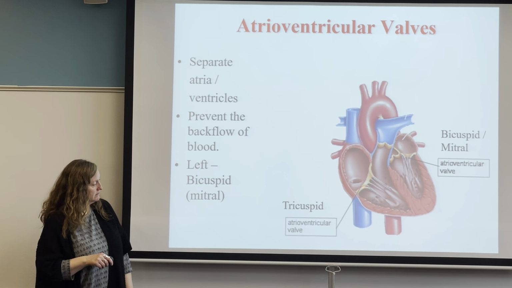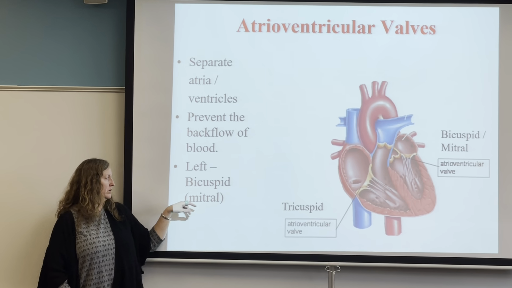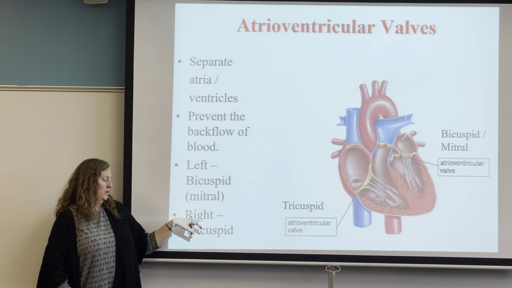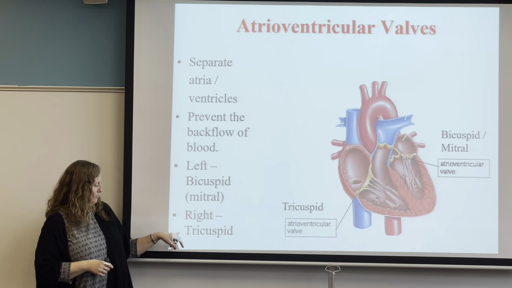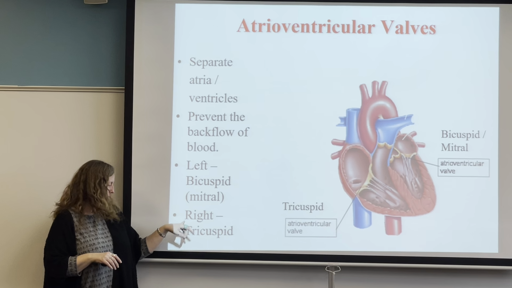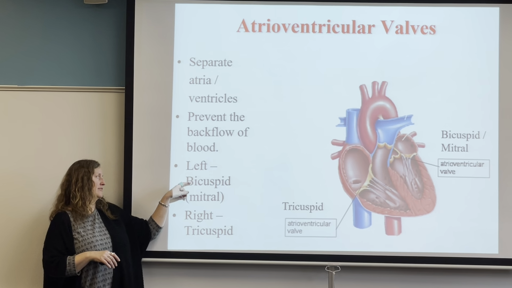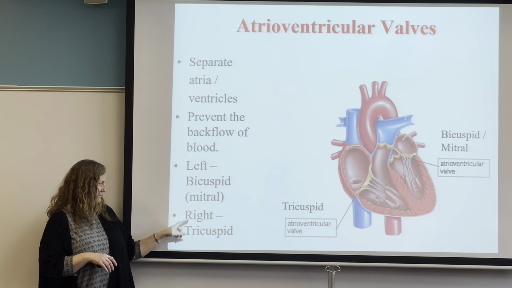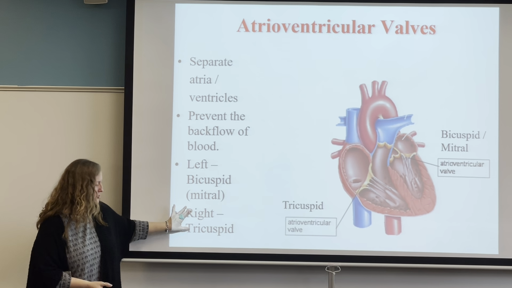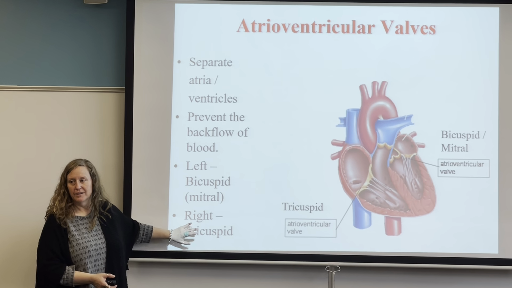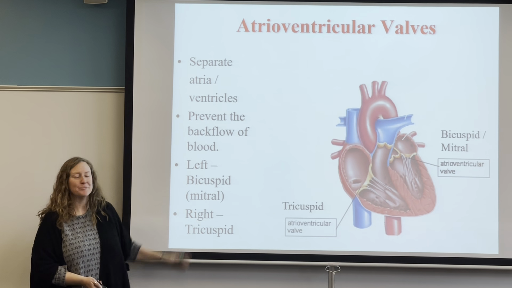The left side is called the bicuspid. Got two parts, or called mitral. The right side is the tricuspid. It has three parts. So I can't do that with my hands. So I'd like to remember R and T are close to each other in the alphabet. These are not super close, but they're closer together. At least these two, if you can remember, R and T go together, the right is a tricuspid, then you can, by process of elimination, remember these two go together.